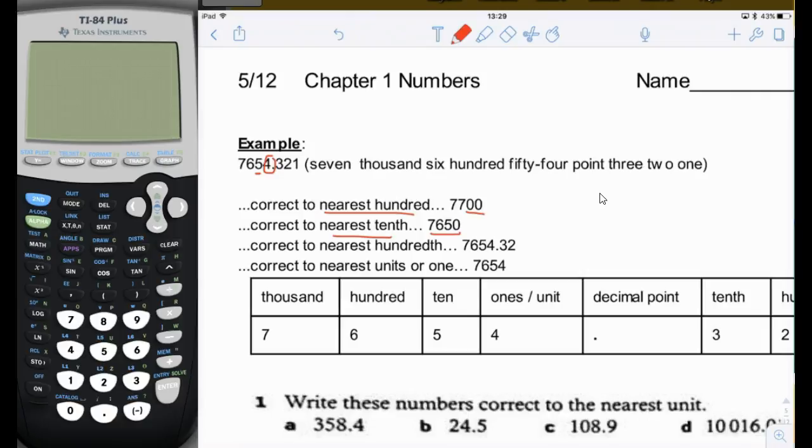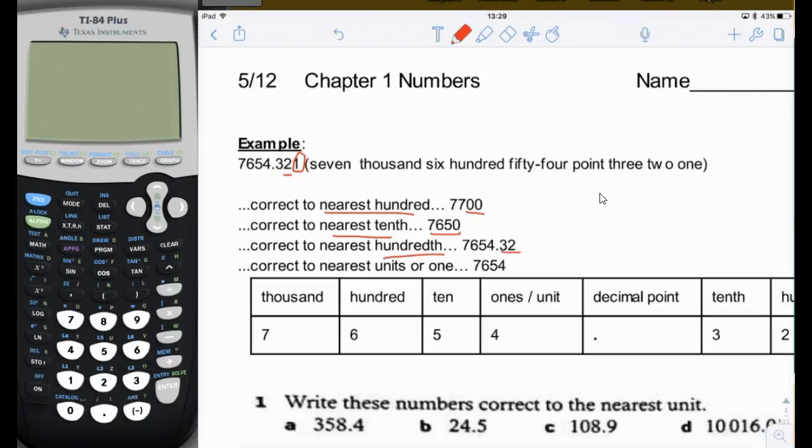What about the nearest hundredth? The nearest hundredth is going to be the 2 here, right? Because the 3 is tenths, 2 is hundredths. So we're going to ask, do we keep the 2 or do we round it up to a 3? Well, we look to the number to the right of it. The 1 is not enough to make the 2 round up to a 3, so we do keep it as a 2.